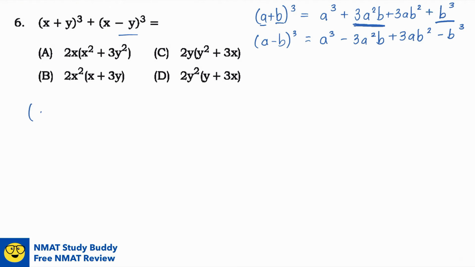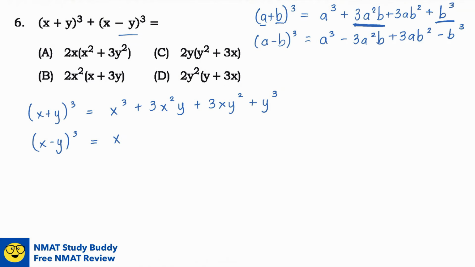So, una muna yung x plus y raised to 3. Equal yan sa x cubed plus 3 times x squared times y plus 3 times x, yung y naman yung may squared, plus y cubed. And then, same lang sila ng coefficient pero mag-iiba lang yung sign kapag x minus y raised to 3. So, x cubed minus 3x squared times y plus 3xy squared minus y cubed.